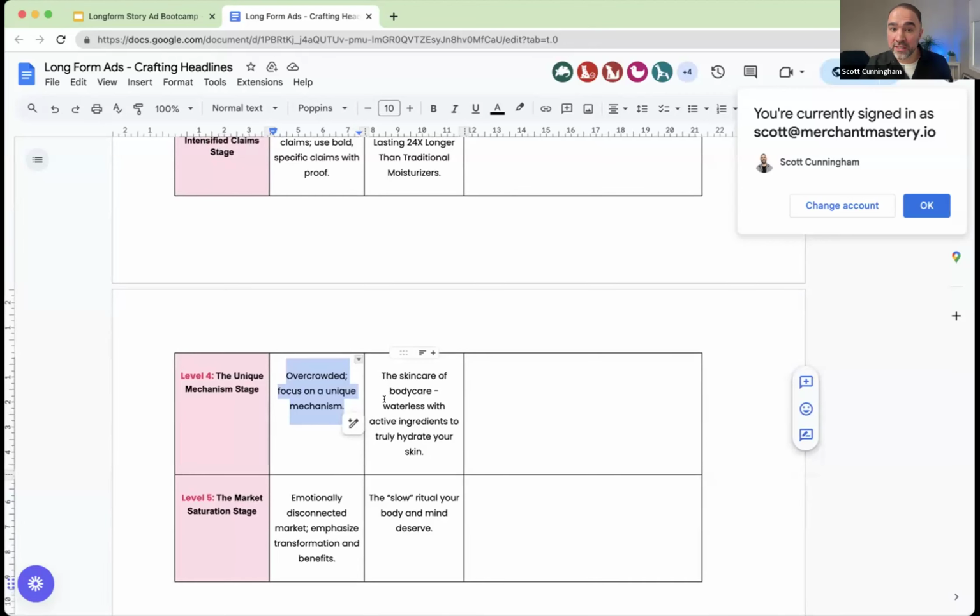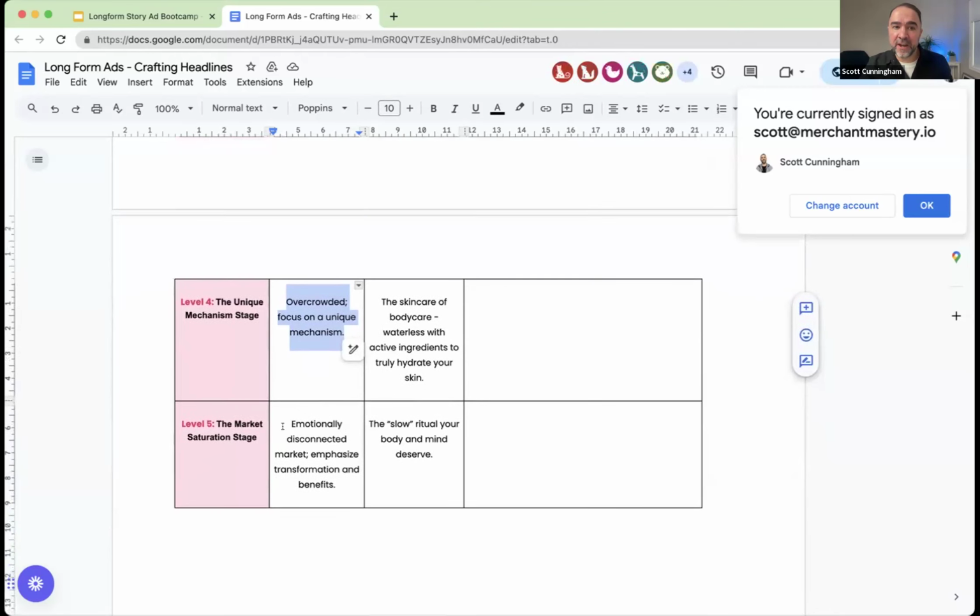We have a waterless formula with active ingredients to truly hydrate your skin. Most body butters don't treat it like skincare. We do. Waterless, active ingredients, high potency. Okay. And then finally, the level five is an interesting one.